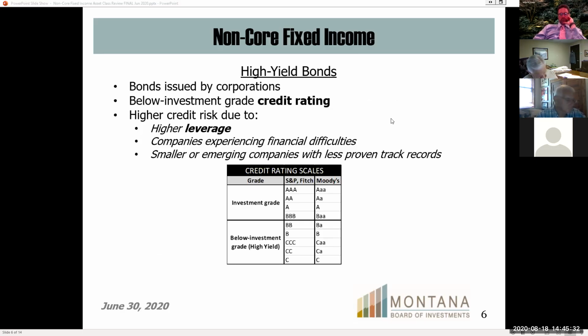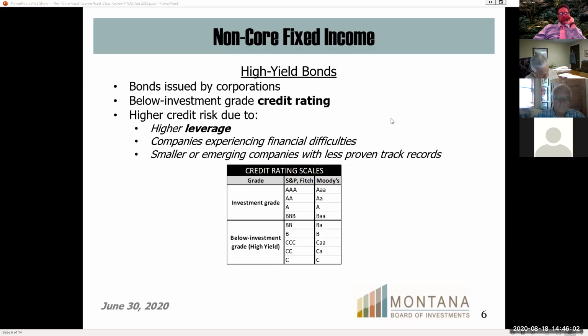So high yield bonds are bonds issued by companies with a below investment grade credit rating. And you can see the table at the bottom of the page that shows the rating scales for the major ratings agencies. And so anything below BBB for S&P and Fitch, or anything below Baa from Moody's is considered below investment grade or high yield.